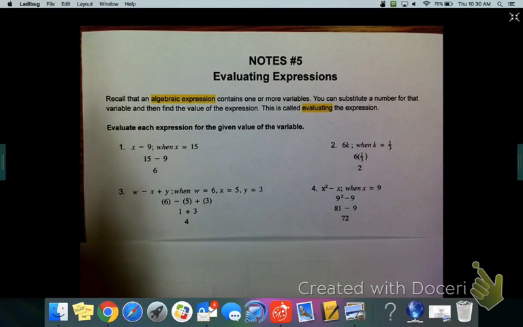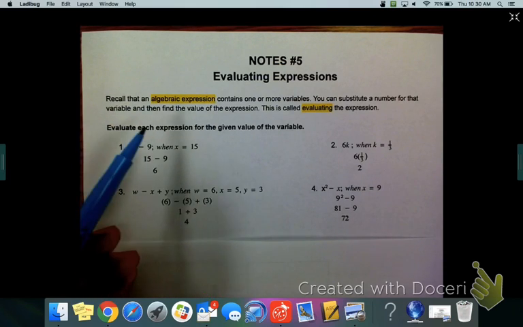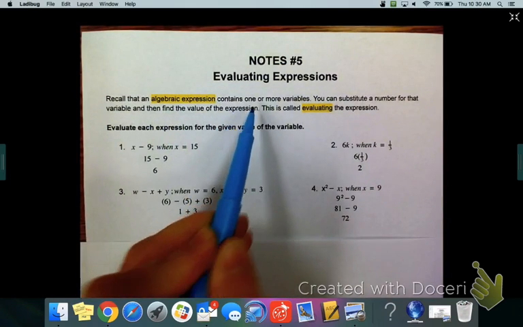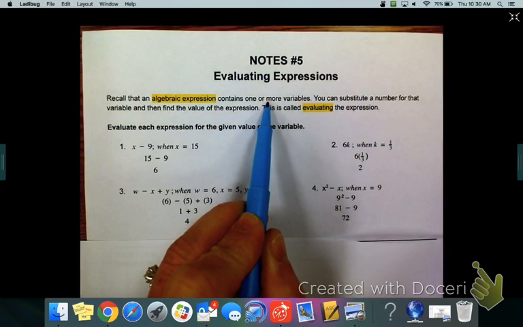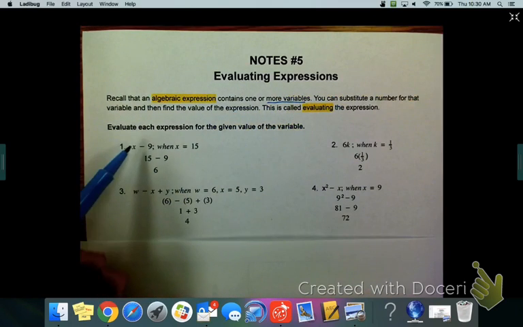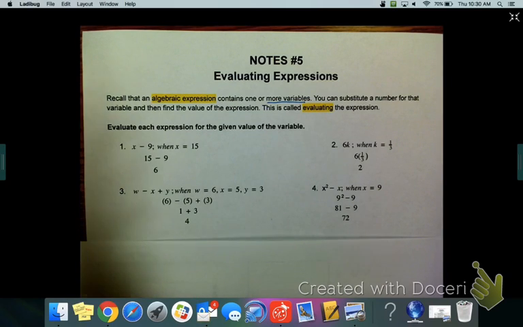Concept 5 is evaluating expressions. We're going to evaluate algebraic expressions. And if you remember, algebraic expressions contain numbers and variables. So in the problems, you're going to see letters and numbers. In order to evaluate them, they have to tell us what the variable stands for. If we don't know what the variable stands for, we can't evaluate, we can only simplify.